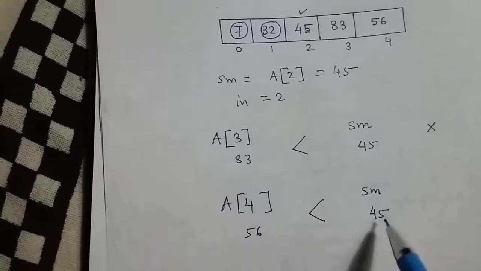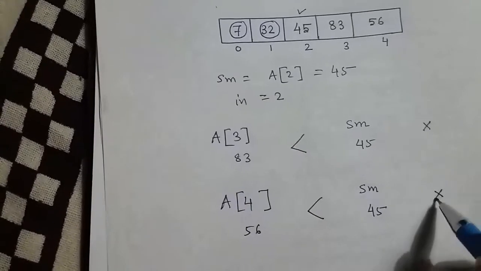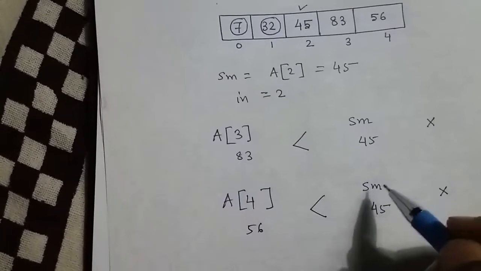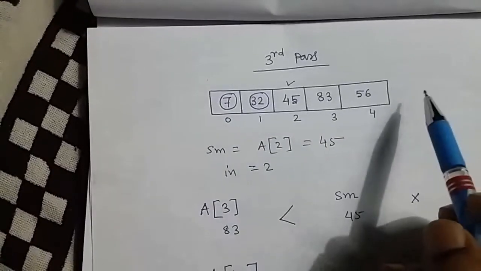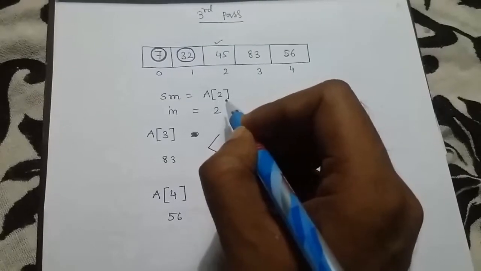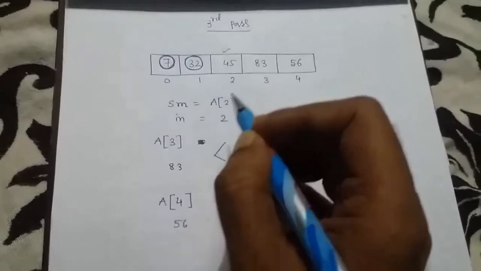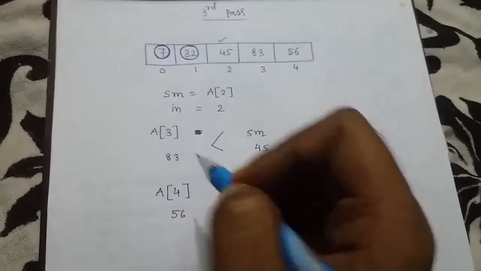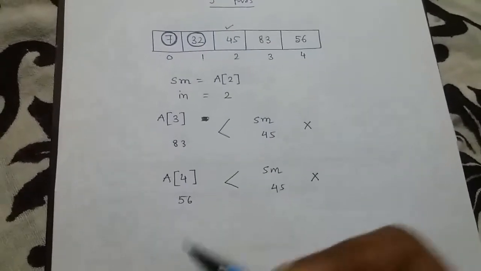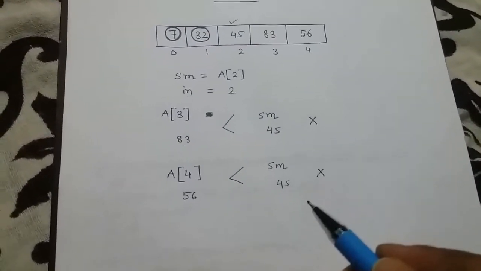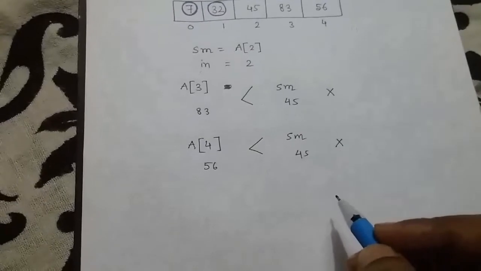So 56 is less than 45? No. So the value of sm will remain unchanged. Now no other elements. So we consider a of 2 to select the third smallest element, and in the third pass we got the third smallest element, which is also a of 2. So a of 2 will be swapped with a of 2.